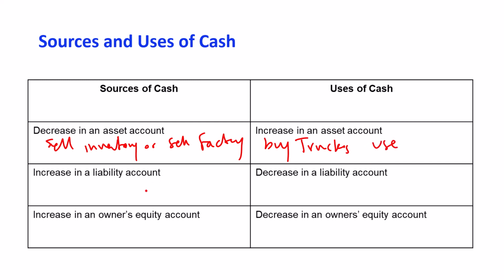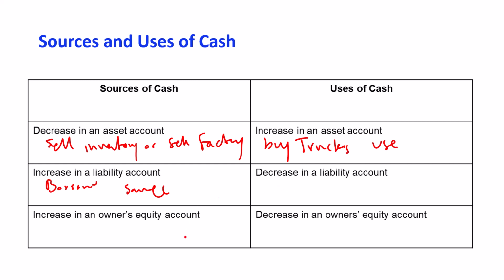On the other hand, in the liability account, when you borrow money, when you get a new loan, cash is coming into the firm. So it's going to be a source of cash. But when you pay interest, when you pay off debt, when you pay your suppliers, cash is leaving the company. So it's going to be a use of cash.